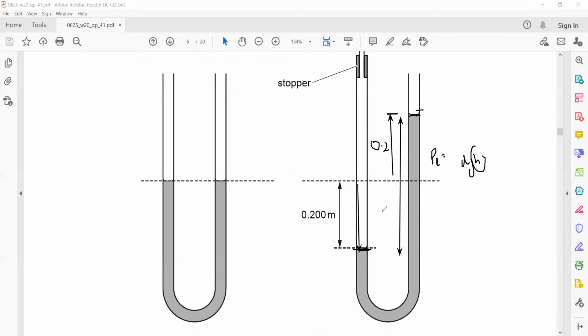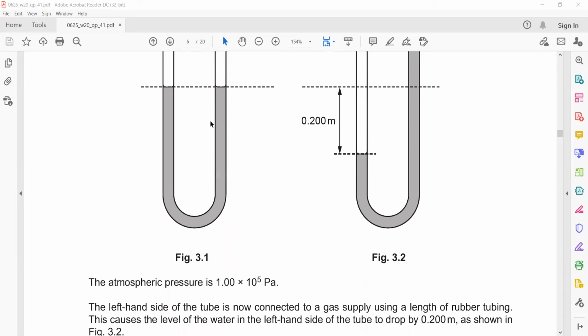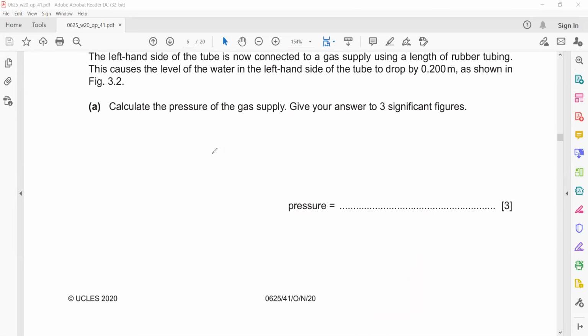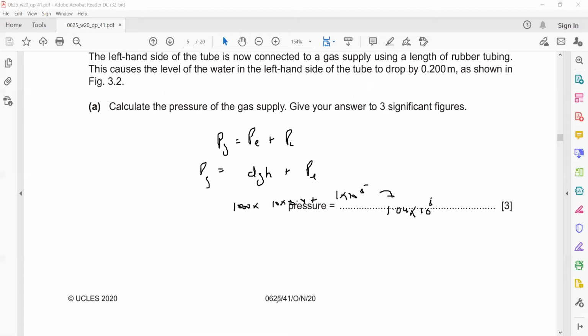So this difference, the height, will be 0.4 meters. So the pressure of the gas supply is the pressure due to liquid plus the pressure due to atmosphere. Liquid pressure is density, gravity and difference in the level, and this is actually a manometer. Density is 1000 multiplied by gravity 10 and the depth 0.4, plus 1 exponent 5 Pascal. We'll get the pressure of the gas supply, which is 1.04 into 10 to the power 5 Pascal.